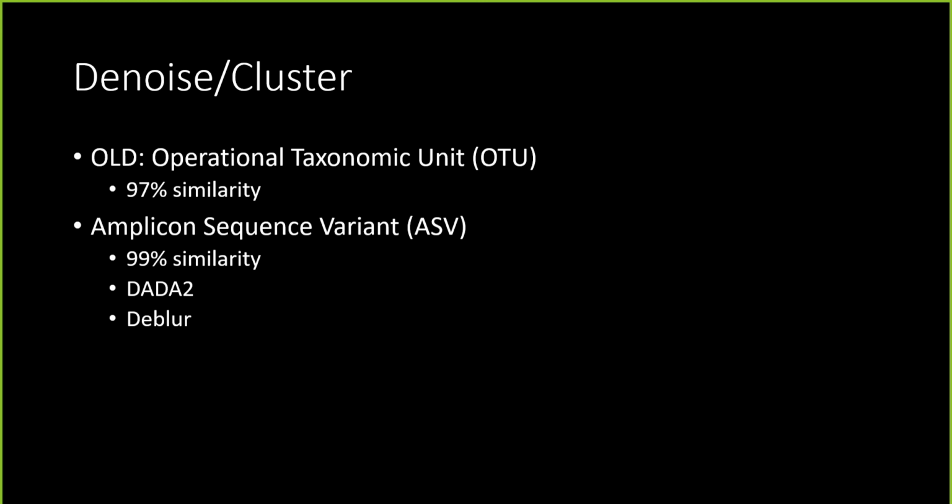So right now, at least most of the people that have been developing the packages for QIIME2, they say they're moving away from OTUs and they're going to ASVs. And ASVs are pretty much very similar to OTUs, except for we're grouping different sequences at 99% similarity instead of 97%. And this is actually pretty doable because the quality in the reads is fairly high.